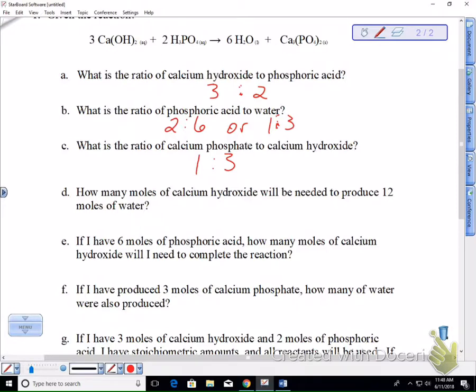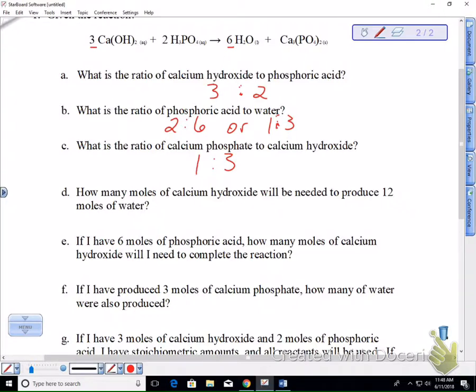Part D, how many moles of calcium hydroxide will be needed to produce 12 moles of water? All right, well, 12 moles of water. And looking at the chemical equation, I know that the ratio is 6 waters for every 3 calcium hydroxides.